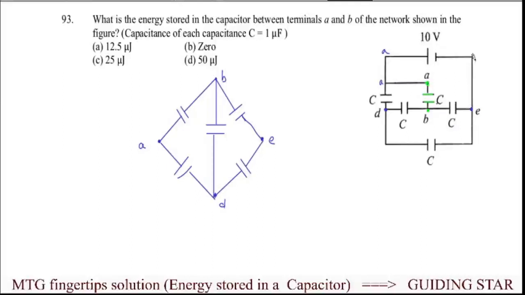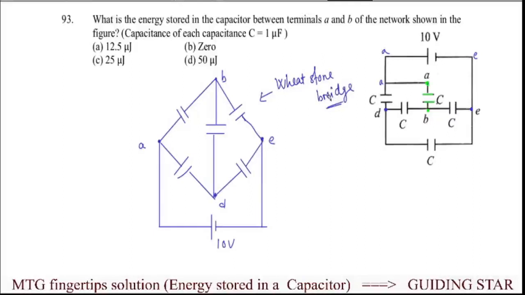And here this is E. So finally between A and E there is a cell of potential difference. How much? Potential difference of 10 volt. So this is 10 volt. Here this arrangement looks like a kind of Wheatstone bridge. Here it is forming a Wheatstone bridge.